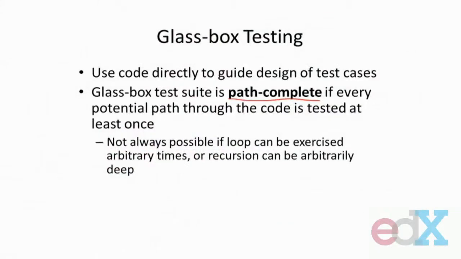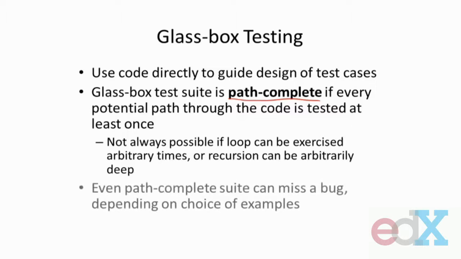But we can certainly talk about different samplings of tests through a loop. Same thing with a recursive function. There may be arbitrarily deep levels of recursion, so we may not be able to test all of it. But the idea of testing multiple paths through the code, and if possible, all paths through the code, is really nice. Notice, by the way, even a path-complete test suite can still miss a bug. It'll depend on the choice of examples. But if it is path-complete, if we're exercising every path through the code, at least we're more likely to find a bug if it's there.